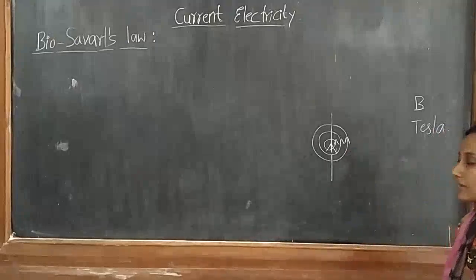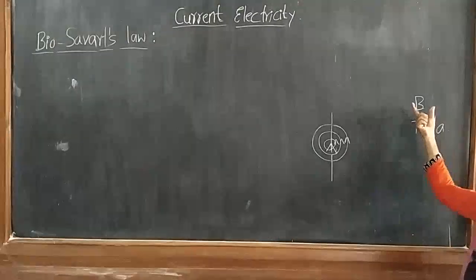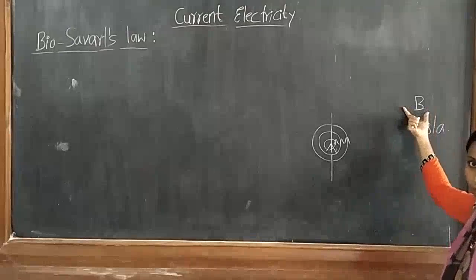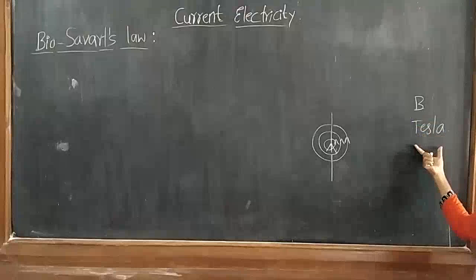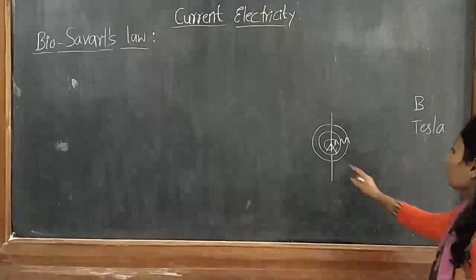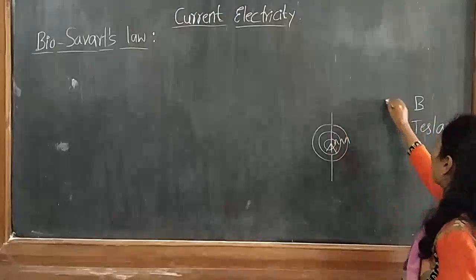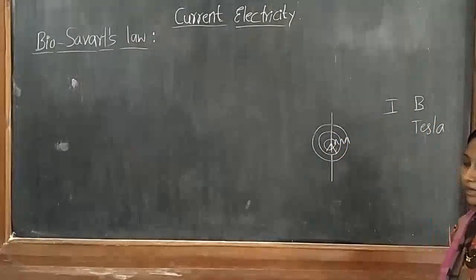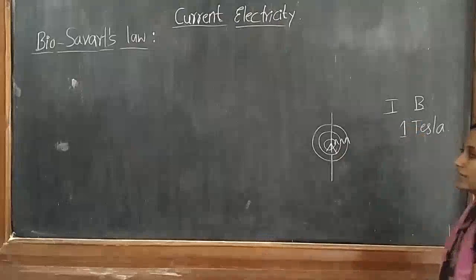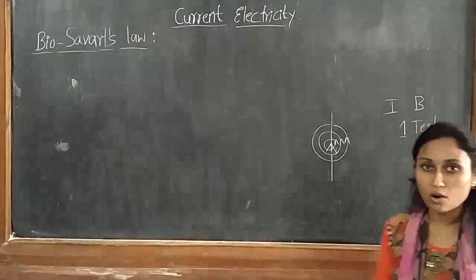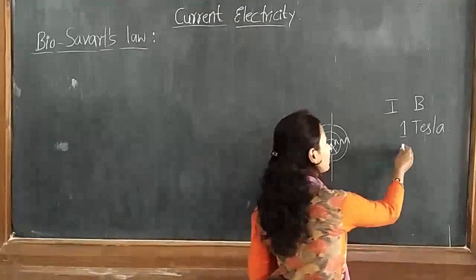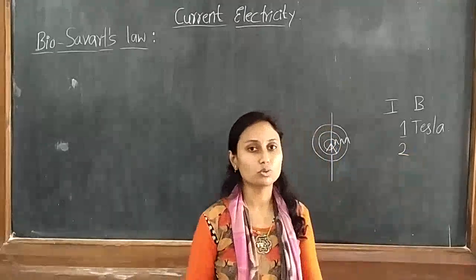But in today's class, we are going to find the magnitude of the magnetic field. So that is nothing but the B. We are going to find the B value, and its unit is Tesla. Now, let some current be I. So when current I is flowing in the wire, it is producing a magnetic field of 1 Tesla. Now I want to increase this magnetic field. How much do I want to increase? I want to increase it to 2 Tesla.